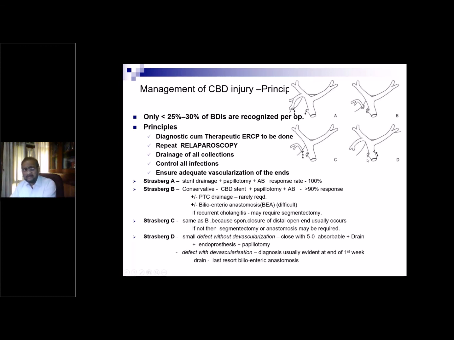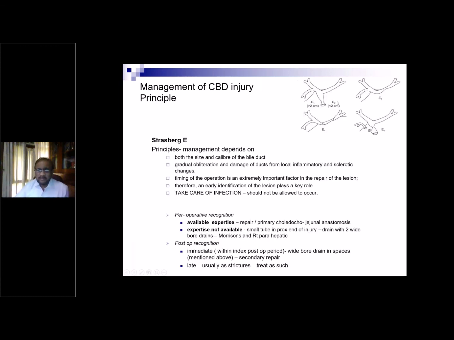Is that clear? Now that brings us to the most problematic type of CBD injury, which if you have done, is the most devastating for the patient and for the surgeon himself, and that is Strasberg E, where there has been a complete damage to the CBD. What is important? Both the size and caliber of the bile duct. What have you managed to injure? What is the caliber of this? And how much size has been left behind? Two things very important. So E1 would be the best one available, and E4 would be the worst available.